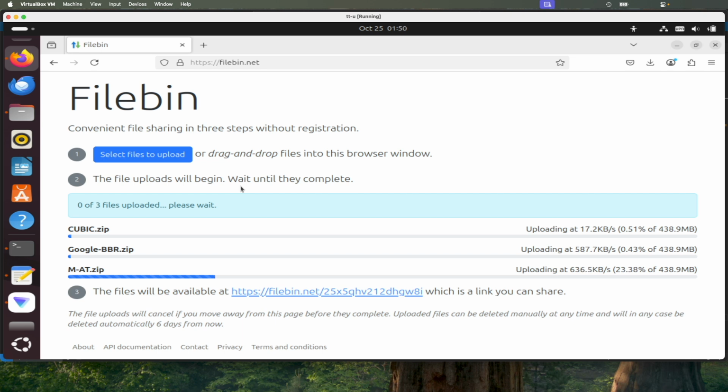Okay, so now our technology is over 640 kbyte per second, and about 25% has been uploaded, while Google BBR is still 587.7 kbyte per second, but less than 0.5% has been uploaded. And Cubic is reduced to 17.2 kbyte per second, and about 0.5% has been uploaded. Okay, so now Google BBR decreased to 13.9 kbyte per second.